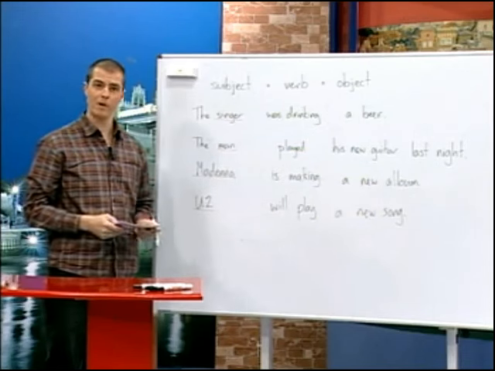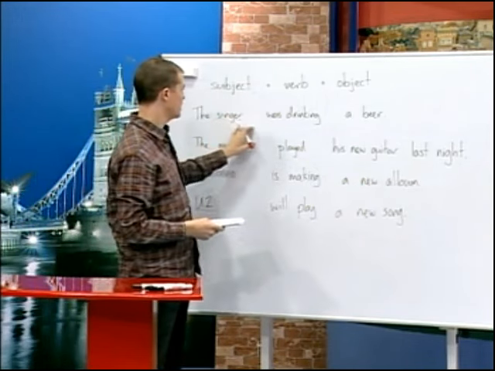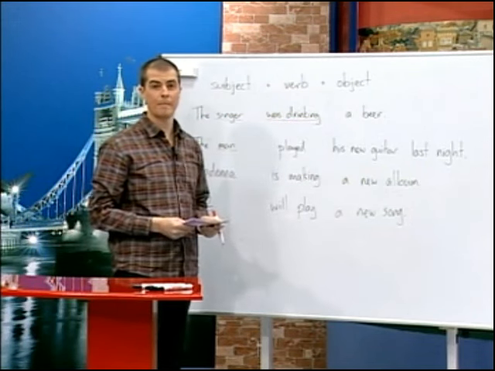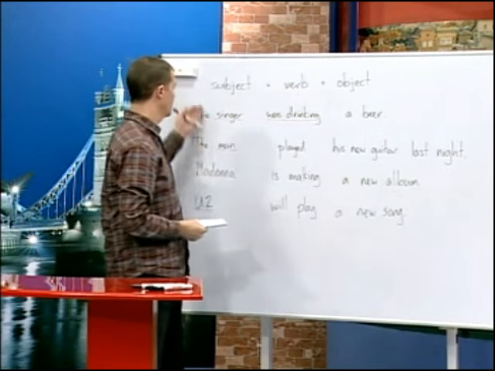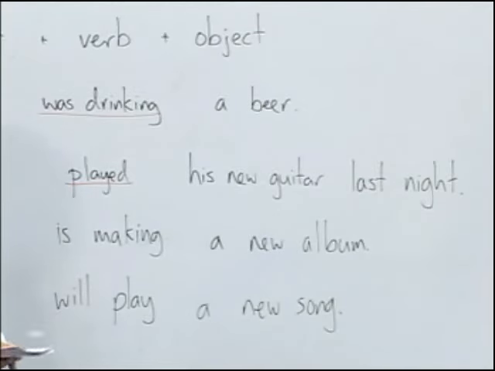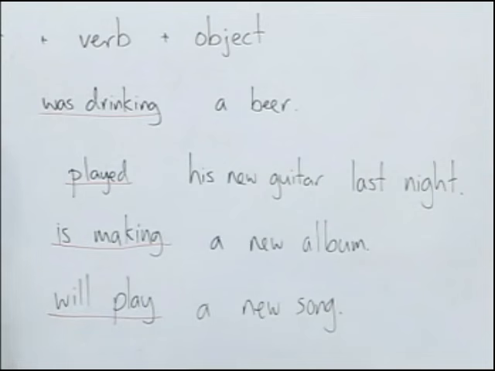Now let's look at the verbs. In the first sentence, the singer was drinking is the verb, past continuous. The second sentence, the man played his new guitar last night, past simple. In the third sentence, we have is making, present continuous. And the final sentence, will play, future tense.